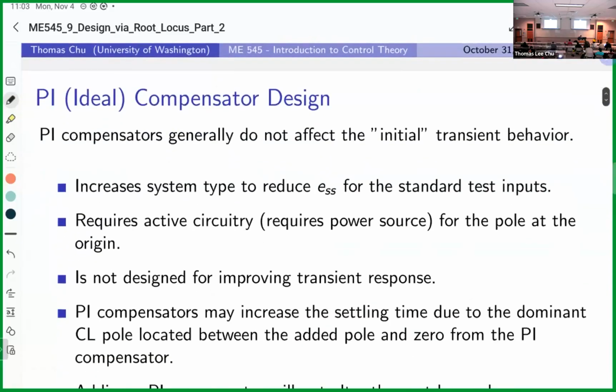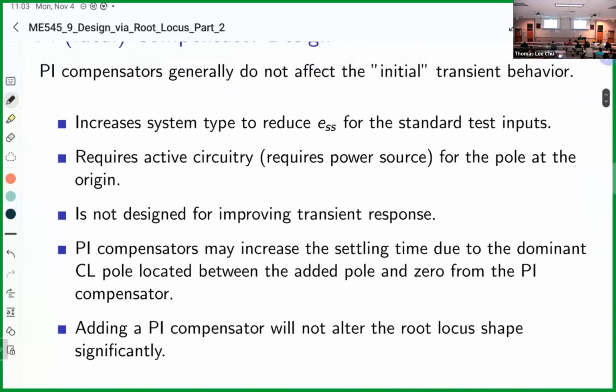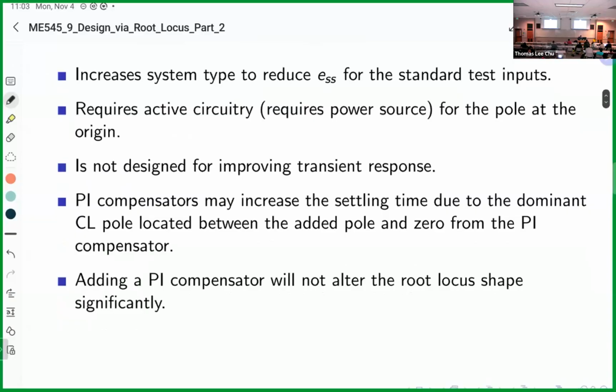So PI compensators generally do not affect the initial transient behavior. Instead, we increase the system type to reduce steady state error for standard test inputs. It requires active circuitry, meaning we need a power source for the pole at the origin. It's not designed for improving the transient response. If anything, it might make the transient response a little bit worse, and I'll talk about that more later. PI compensators may increase the settling time due to the dominant closed loop pole located between the added pole and 0. And then adding a PI compensator will not alter the root locus shape significantly.